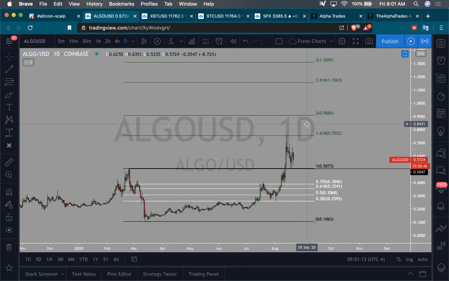Again, this is not financial advice. I can't tell you to buy or sell. These are just thoughts of mine of how I see the market moving. So Algo is a potential other altcoin that could push up.